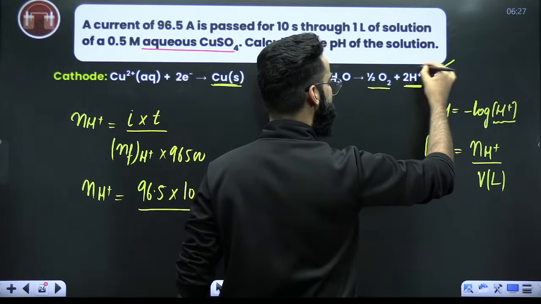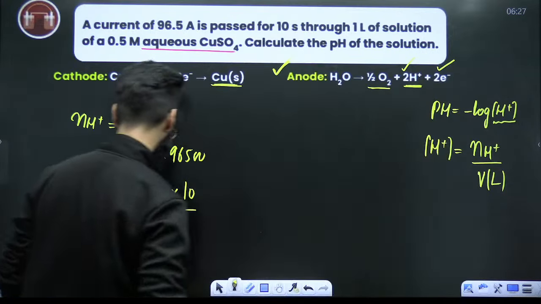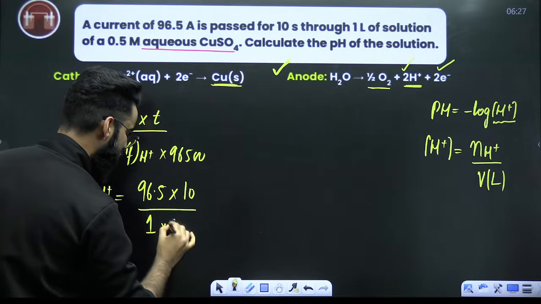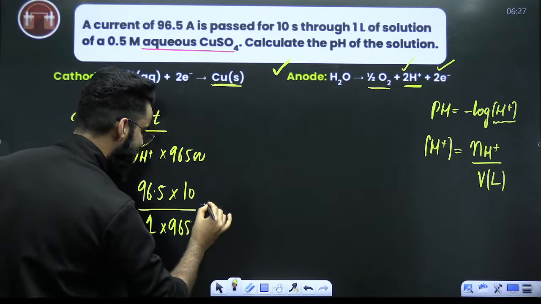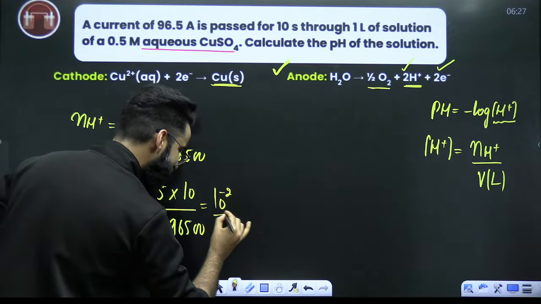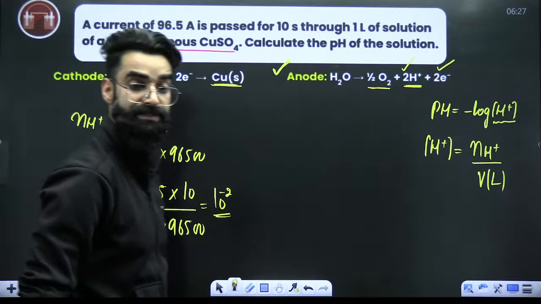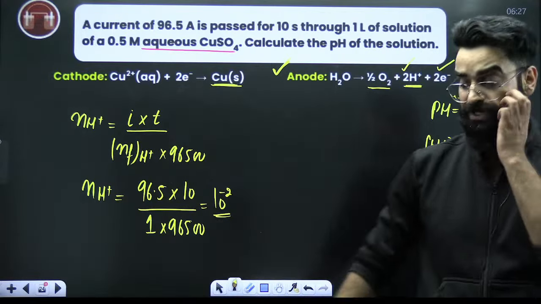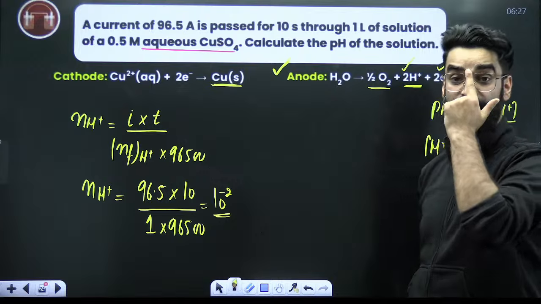N factor of H positive: moles of electrons exchanged divided by stoichiometric coefficient. 2 by 2 is 1. This is 1. Multiplied by what? 96500. The value comes out to be 10 raised to minus 2. So I'll say these many moles of H positive have gone into the solution. In the solution, you'll find these many moles of H positive.